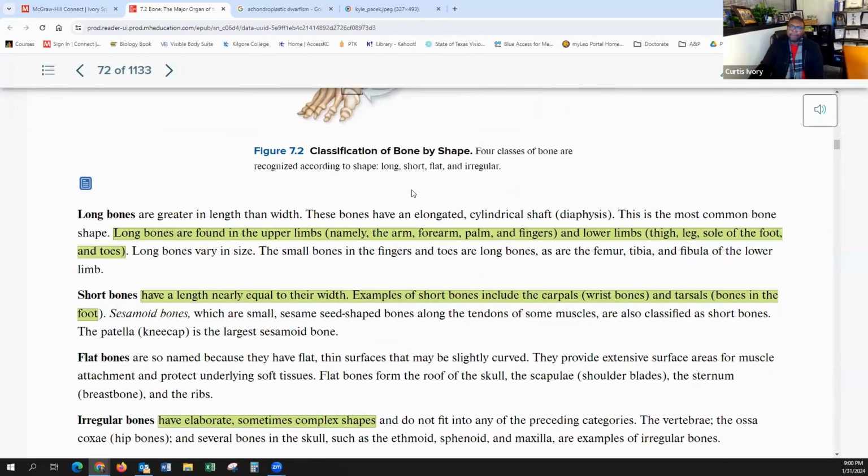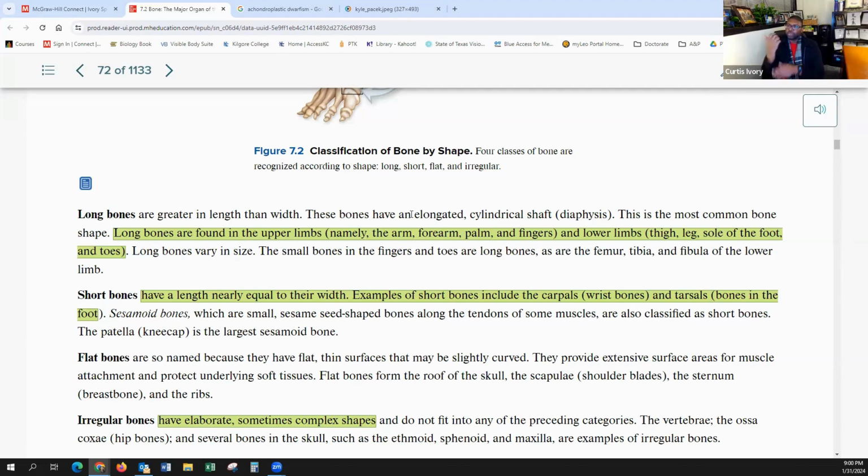So, examples of long bones would be like our upper limbs, so our arms, our legs, our fingers, our digits. Those are considered long bones. Short bones, they're essentially their length is equal to their width.